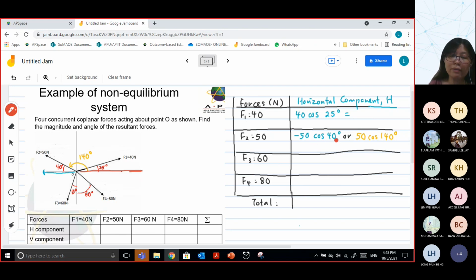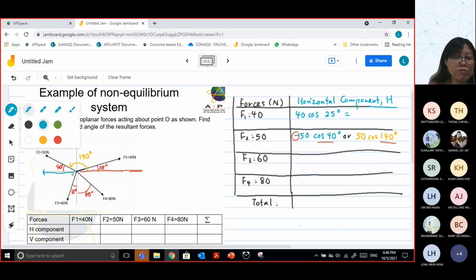If for the first one you're using the basic angle, then when you use the basic angle to calculate, you need to indicate the sign. Another way is you don't put the basic angle. You just use the angle measured from the positive x-axis, 140. Then when you calculate cos 140, it will give you the sign, whether positive or negative. Understand? Okay, so next one, let me proceed.